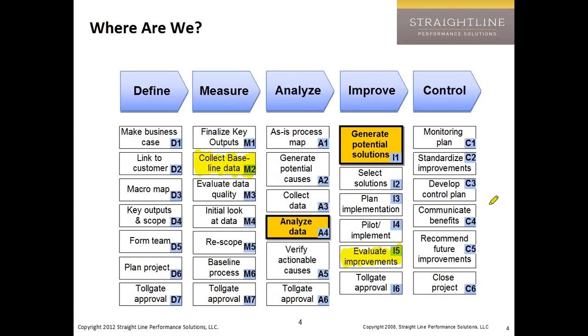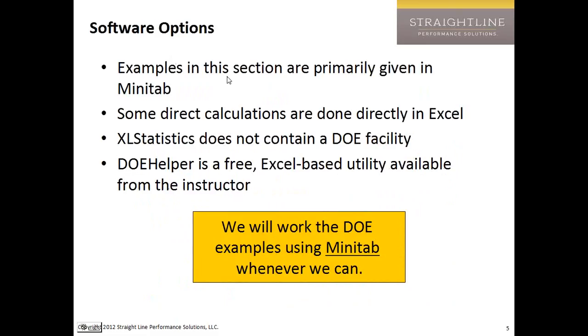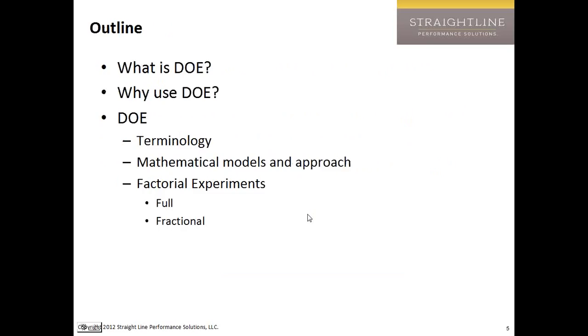Okay, now, to let you know, examples in this section are going to be done in Minitab. There's a free utility that I've written, and it's buyer beware, because you get it for free, called DOE Helper, which does a few things. Use it at your own discretion. I'll have a small video detailing how to use that for DOE. It's a little bit clunky. I'm not going to make any apologies for it. Just note that it is a little bit clunky. Excel statistics did not do it. We're going to do our work in Minitab throughout this section.